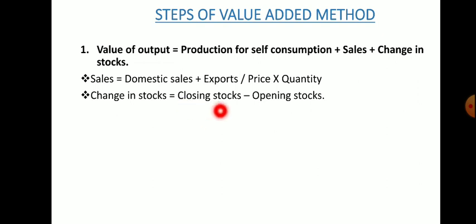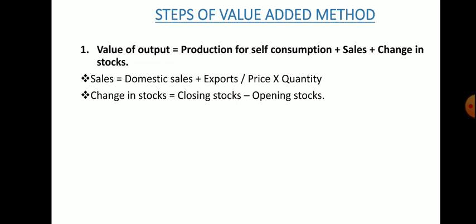That is the closing stock minus opening stock, meaning what was the stock when the whole production has been closed, and minus means you have to subtract the opening stock, meaning what was the stock when you started it. Opening means you have opened the shop or opened your factory, so what was the stock at that time and what was the stock during the closing period. So closing stock minus opening stock will give you the remaining stock, that is the change in stock.